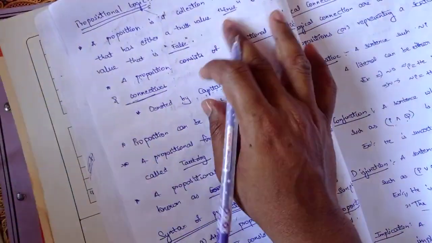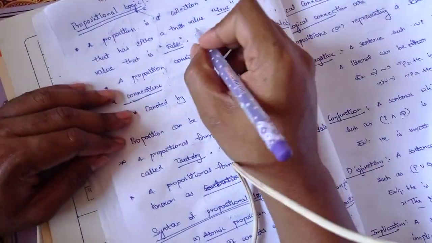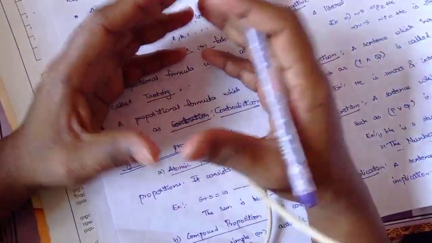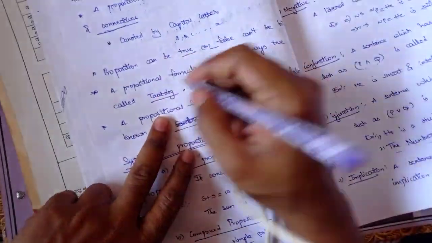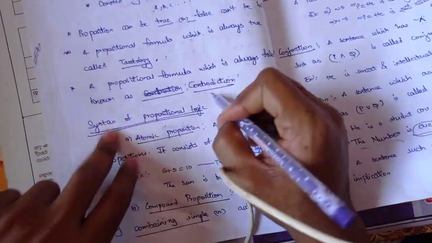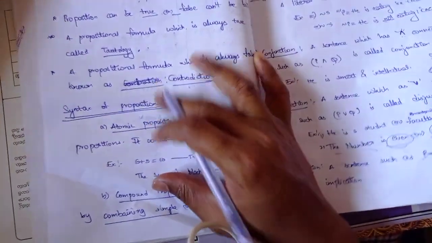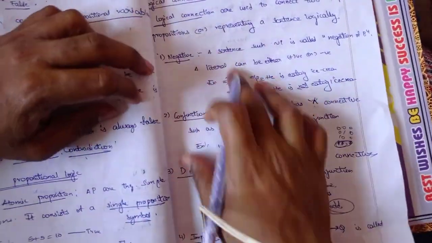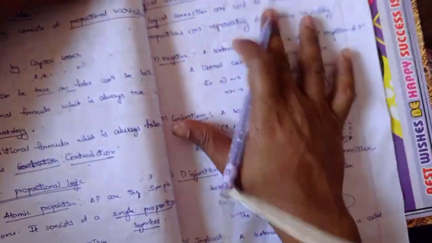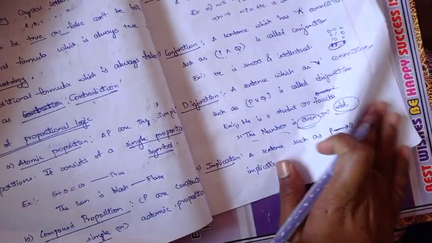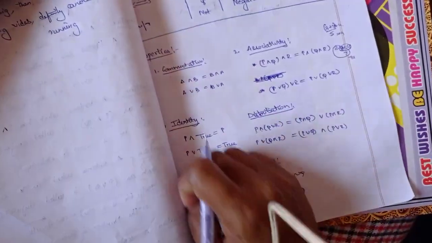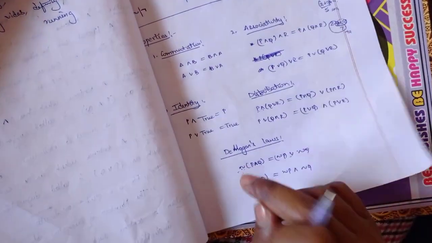Propositional logic is nothing but a declarative statement, so it should have either a true value or a false value. If the statements are all true, it is called a tautology, and if the statements are all false, it is known as a contradiction. Then we saw the syntax of propositional logic, that is, either an atomic proposition or a compound proposition. Then we moved to the logical connectives. In logical connectives we saw the 5 types: negation, conjunction, disjunction, implication and biconditional. Then we represented them using a tabular format. Then we discussed the properties: commutative, associative, identity, distributive and De Morgan's laws.